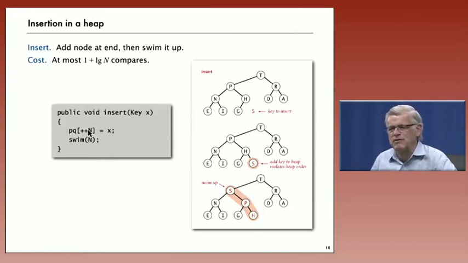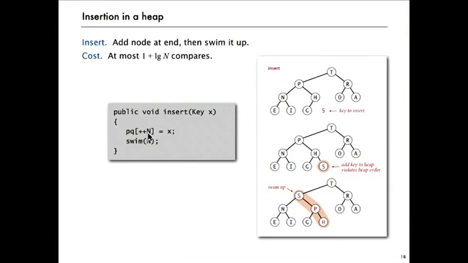So if n is the number of items defined to be in the heap, we're going to increment it, store our new key there, and then perform the swim operation. So that's a quick implementation of the insert operation. And notice, since it's just going from bottom to top in the heap, it takes at most 1 plus log base 2 of n compares.